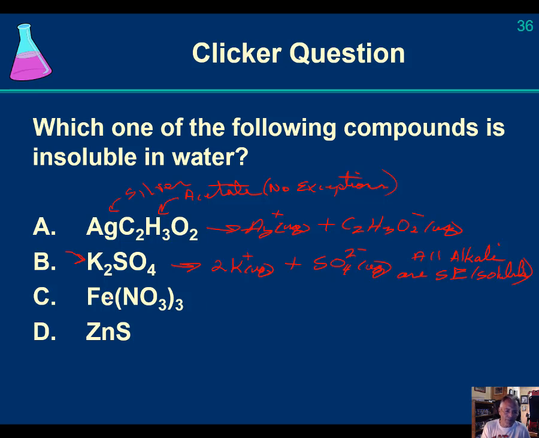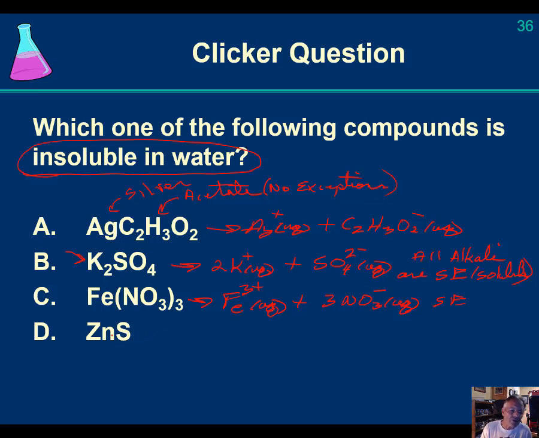This is a nitrate. Yes, iron is not particularly soluble, but it's with nitrate. There are no exceptions to nitrates. So you're going to have iron 3 plus, aqueous, plus 3 nitrates, aqueous. Okay, that's a strong electrolyte because all nitrates are soluble.